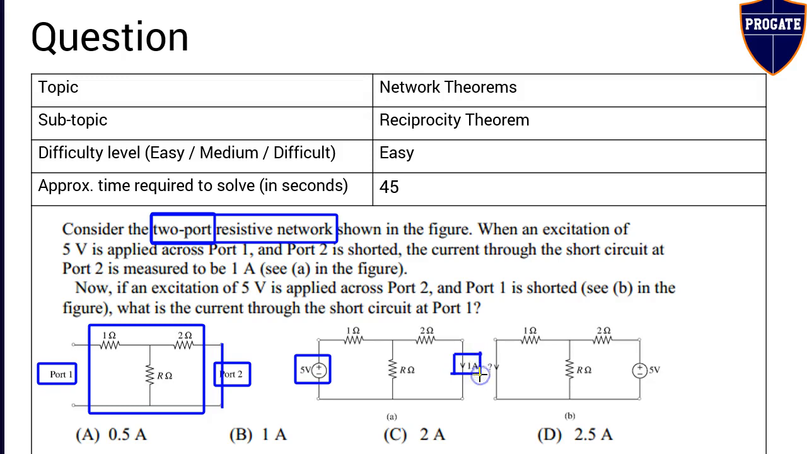So for this two-port network, at port 1 a 5 volt voltage source is connected and at port 2 the short circuit current is measured and it is 1 ampere. Now he is asking, if the same 5 volt voltage source, instead of being connected at port 1, is connected at port 2, then what is the short circuit current at port 1?